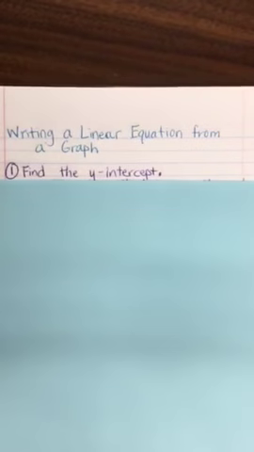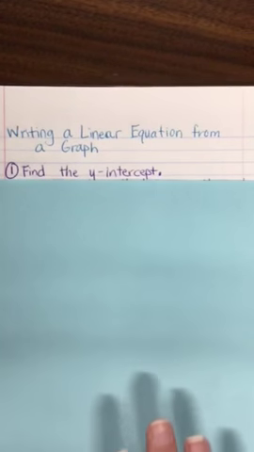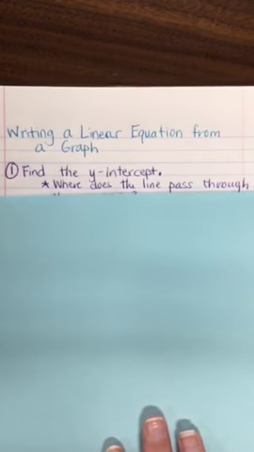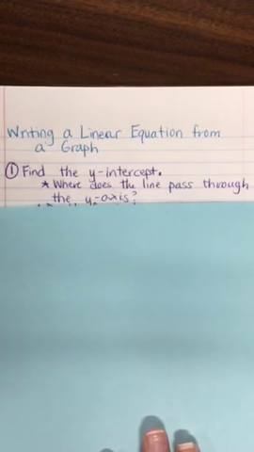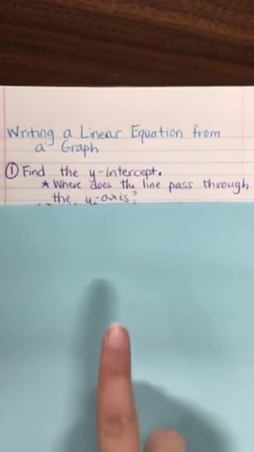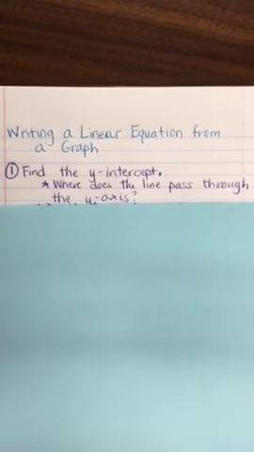Our first step is going to be looking at the graph and finding the y-intercept. Remember last week we talked about the y-intercept is where the line passes through the y-axis. So looking at our graph, where would that line go through the y-axis? And remember the y-axis is our vertical line. It goes up and down.